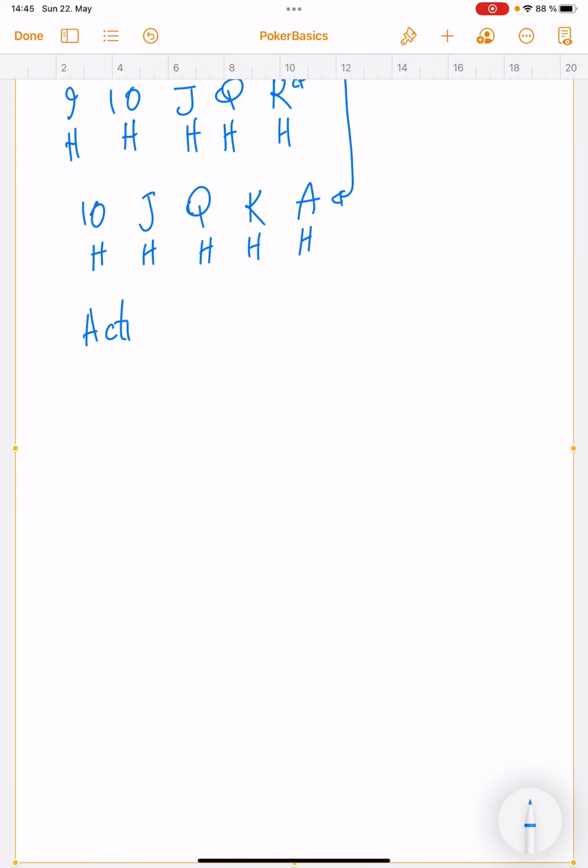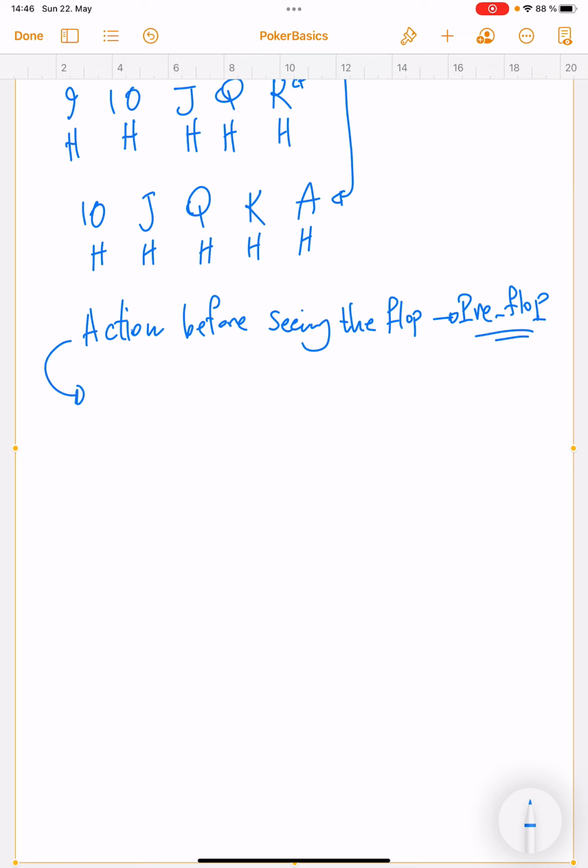In terms of action, the action which is happening before seeing the flop. So this is very simple. They call it preflop. As the name also suggests, it happens before seeing the flop. So before seeing the flop, what actions can you make? You can, of course, fold. So this is one option. You can call. This is another option. You can raise. This is another option. And also you can re-raise in case somebody has already raised. So these are all the actions which you can make preflop.